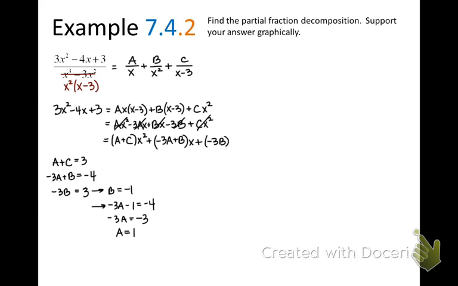And then to find c, I know that a plus c, which I can just plug a in right away, is 1 plus c should be equal to 3, so c is equal to 2. Take that back up to your original partial fractions and plug them in. So what I am claiming is that my partial fractions are 1 over x minus 1 over x squared, plugging in a and b, and then c is plus 2 over x minus 3.